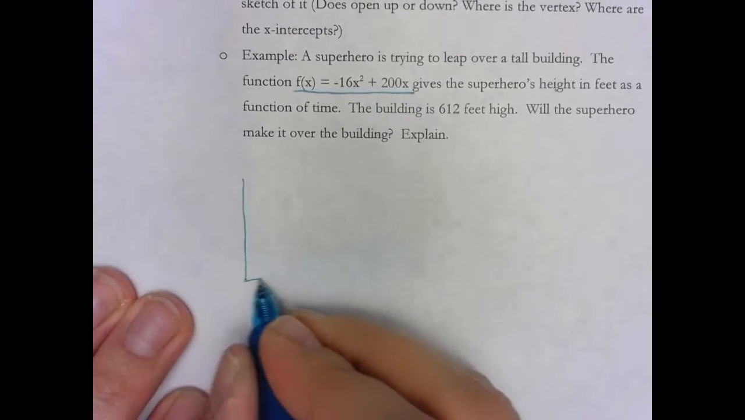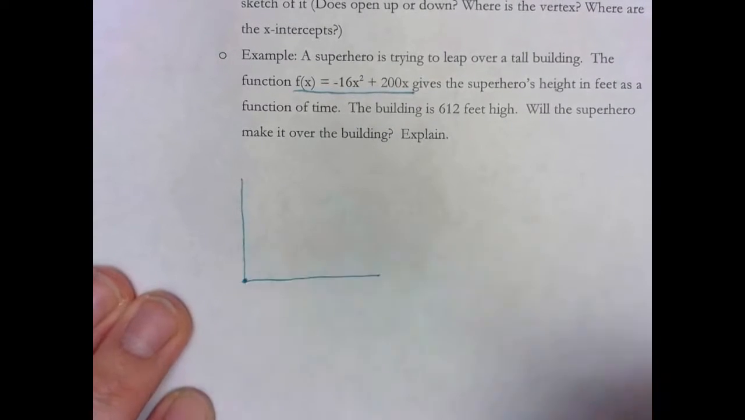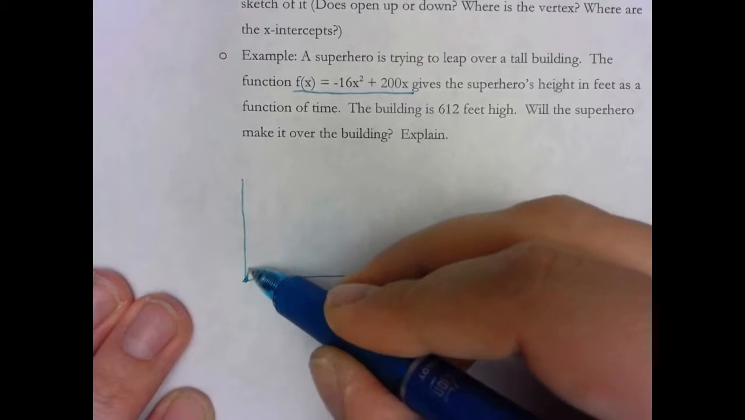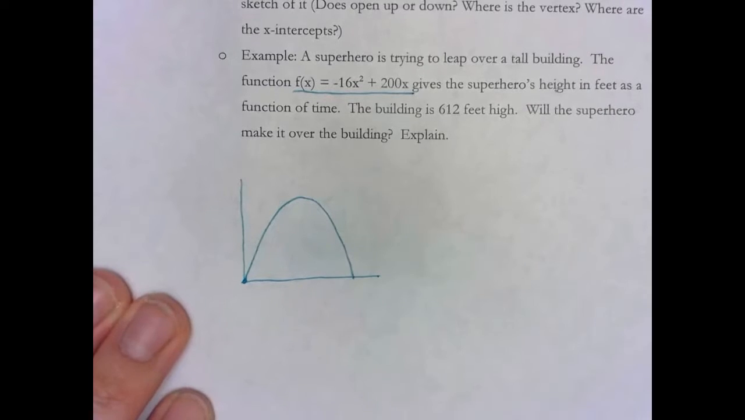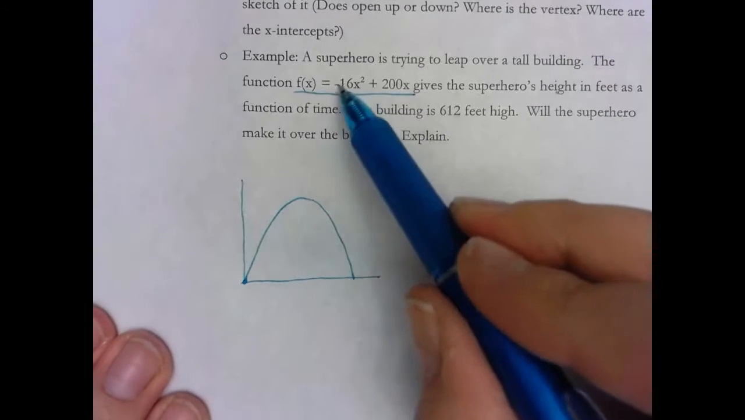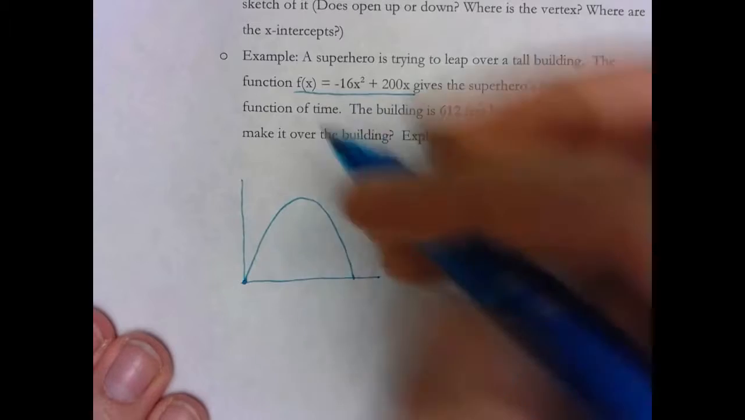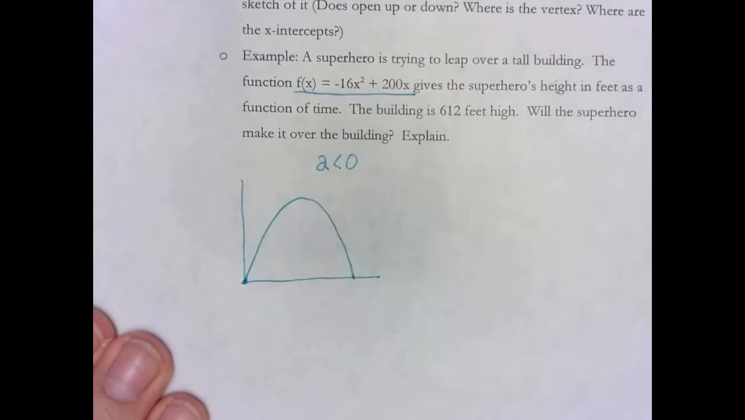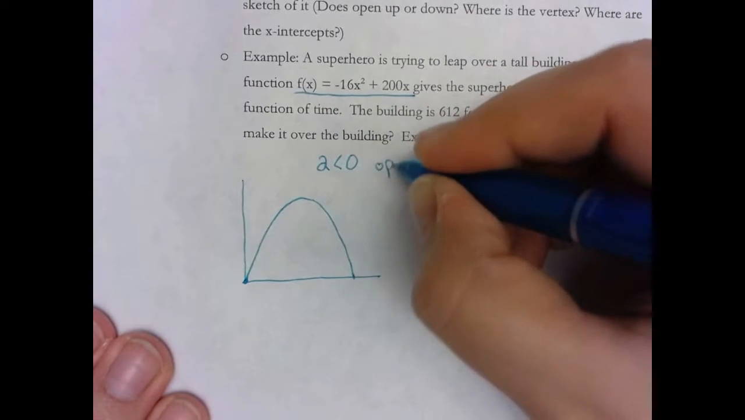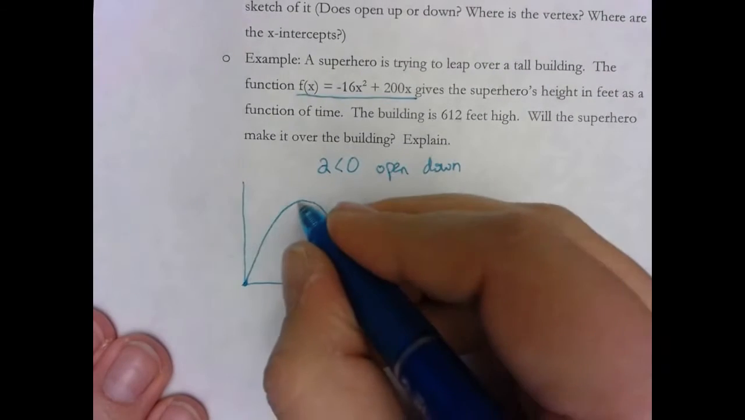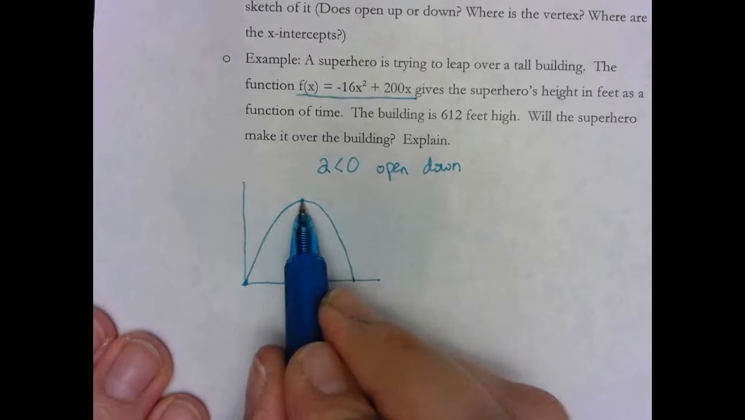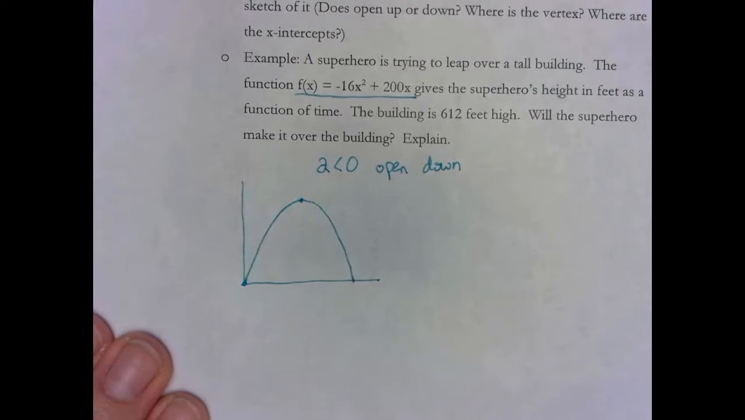So this is what it would look like. Here's our little graph. You're going to start at time 0 and distance 0, right? Because he starts on the ground. And he jumps, whee, and then he comes back to the ground. So that makes sense. And if we double check, our A is negative. So A is less than 0. So yes, we want it to open down. And our vertex would be right here. And that would be the highest he can jump, right?